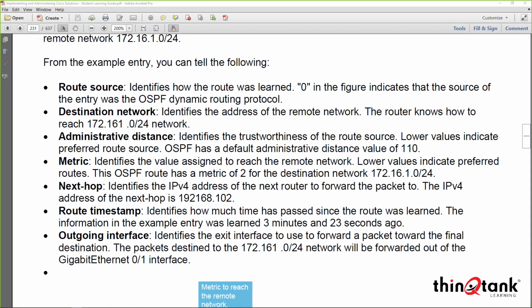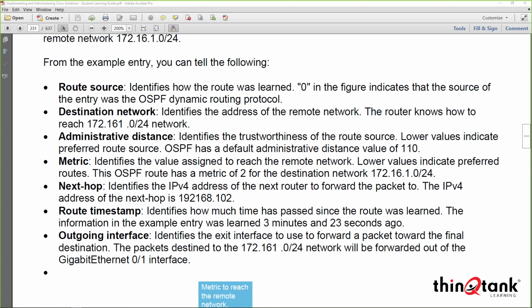So for example, how was the route learned? Maybe it was learned through OSPF, so you would have an O next to the route. And even in OSPF, there's different types of routes. There's OIA, there's OE1, OE2, ON1, ON2, O, and so on. So there's different ways to learn routes even within the protocol itself.